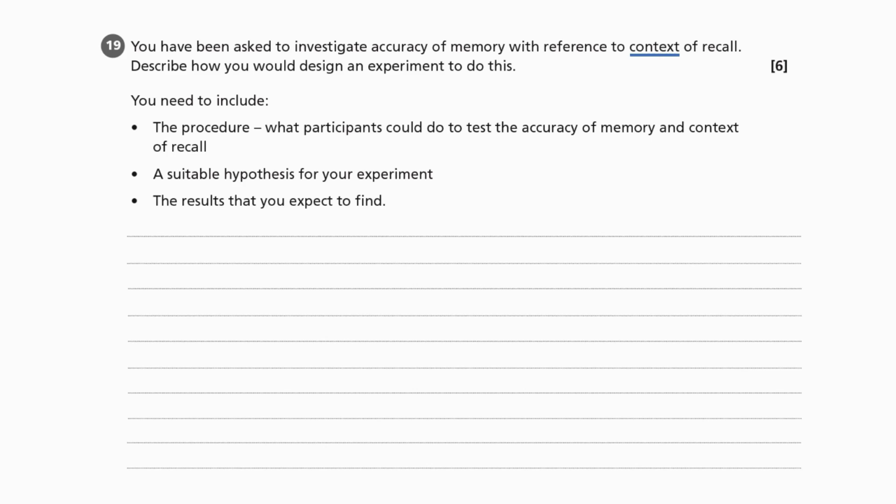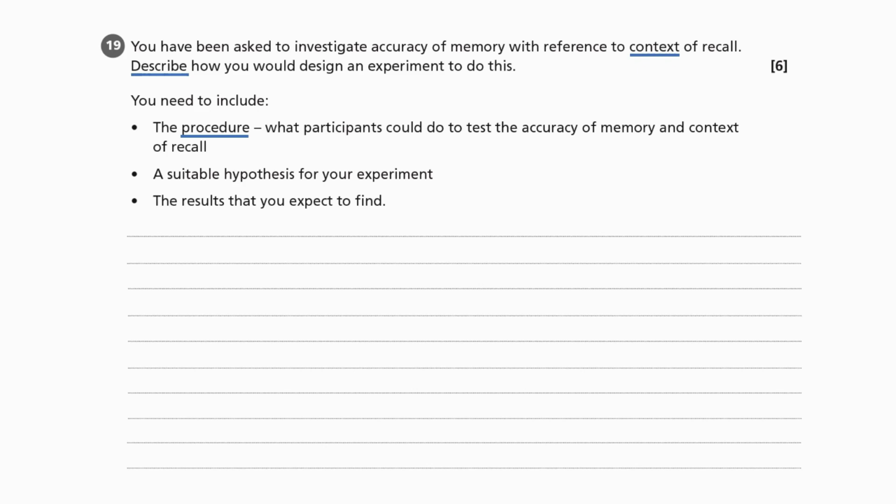Now, I've underlined context because context is what the question is specifically asking you about, and you're being asked to describe how you would design an experiment specifically into context. It says, describe how you would design an experiment to do this, and you need to include the following three things. The procedure, what participants could do to test the accuracy of memory and context of recall.